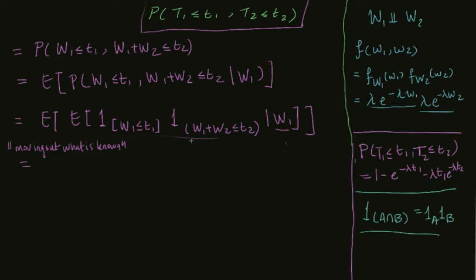I can't really do it here with the second indicator because W2 is also in there and it's creating noise. But the first indicator relies only on W1. So because of the moving out what is known calculation rule, I can move out this indicator of W1 being smaller than or equal to T1. And that's nice because then I have something inside here that I can treat on its own if that's what I want to do.